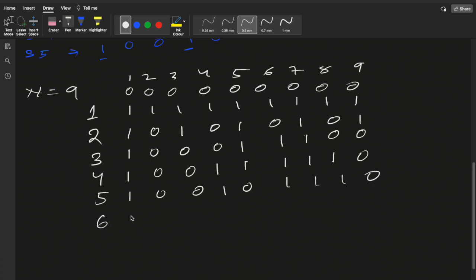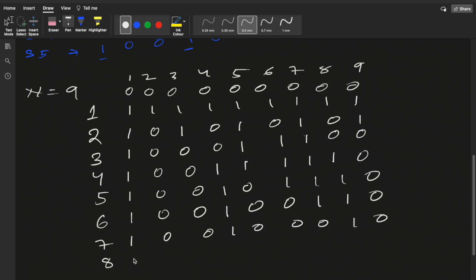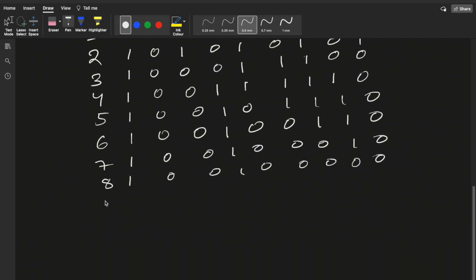Then for the sixth, as it is 1 will be there, the factors of 6 will toggle only, so 0 0 1 0, then 1 1 0. Then the factors of 7 will toggle 1 0 0 1 0 0 0 1 0, then the factors of 8 will toggle 1 0 0 1 0 0 0, the 8th factor will become 0, then the ninth will be as it is. Then for the ninth step, the factors of 9 will toggle: 0 1 0 0 1 0 0 0 0 and 1.